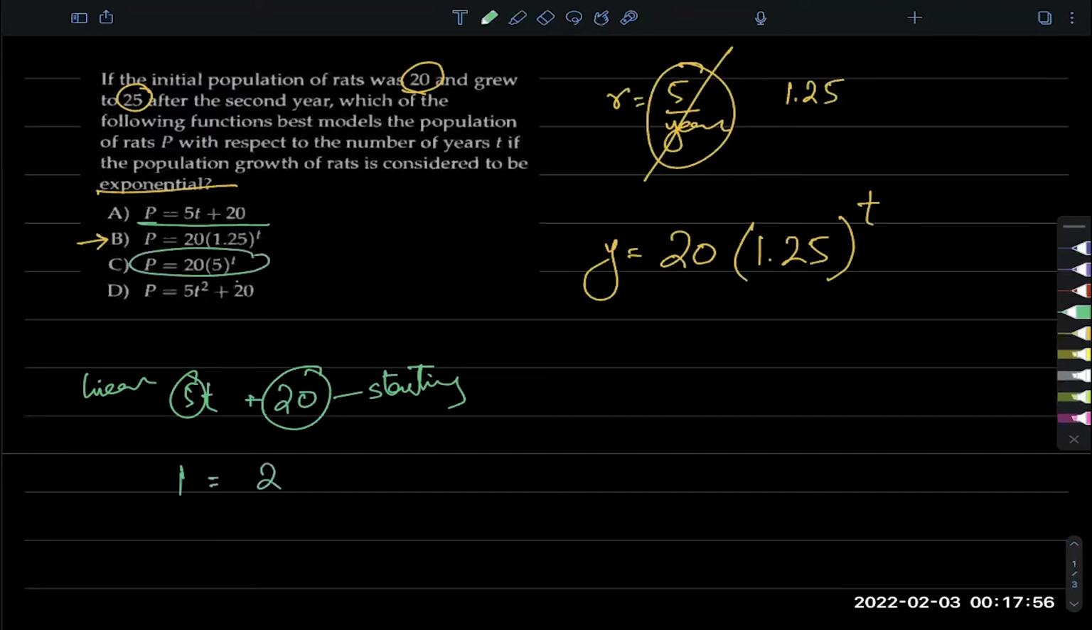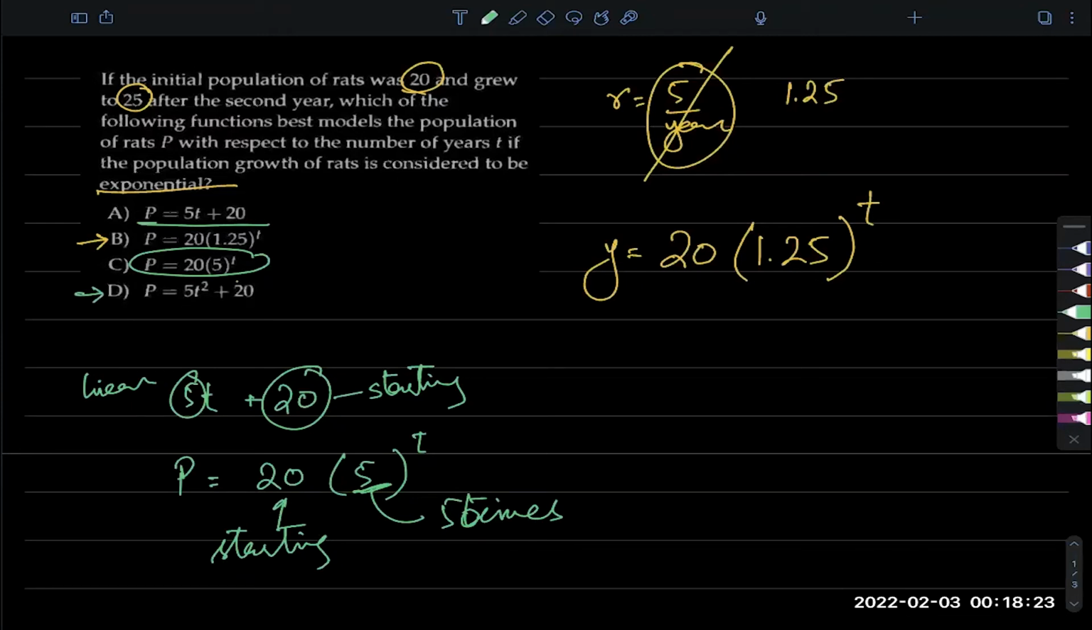Okay, what does the third one mean? P equals 20 times 5 to the power t. So what it means is that this is your starting value. Okay, so it starts at 20. And 5 means that it's increasing by 5 times every year. Which means first year it's 20, the other year it should be 100, the next year it should be 500. So that's not what it is. And D is basically a quadratic growth, which isn't in our syllabus. So we'll just leave that out.